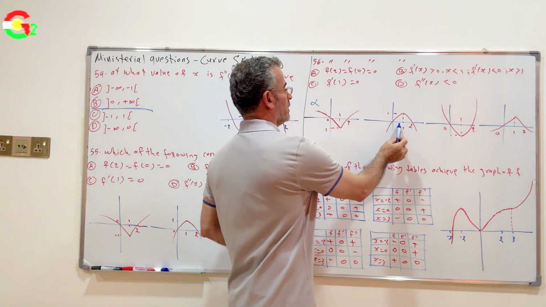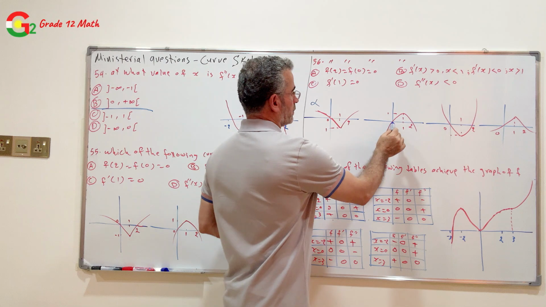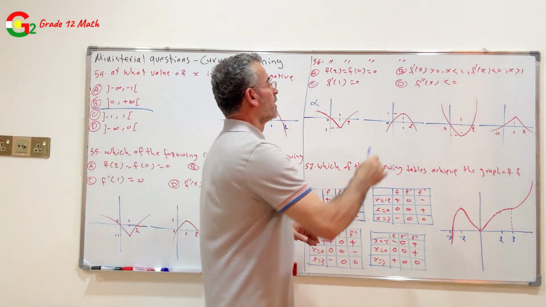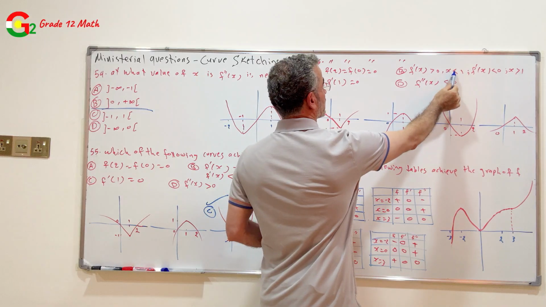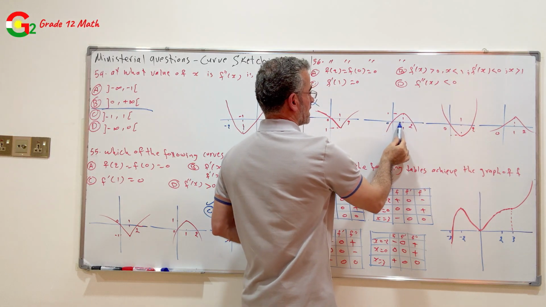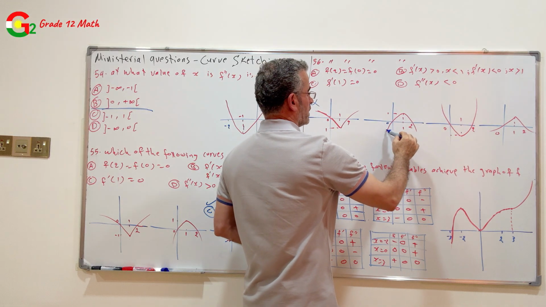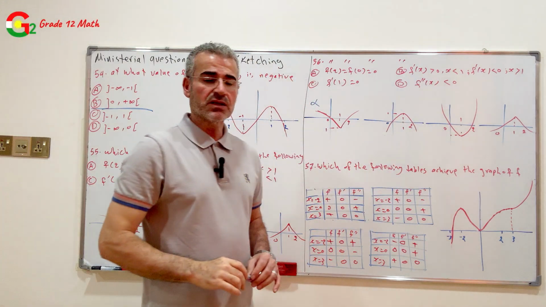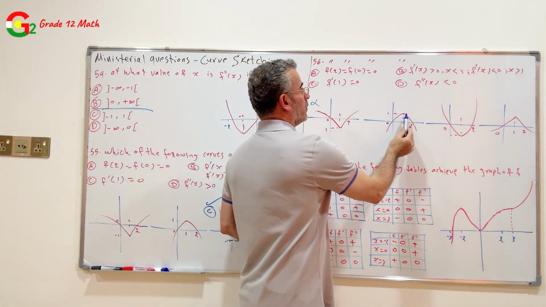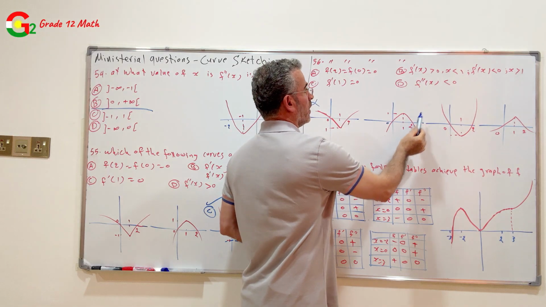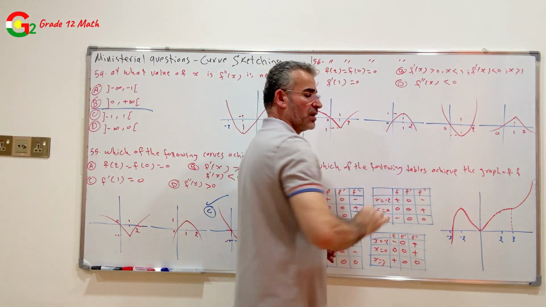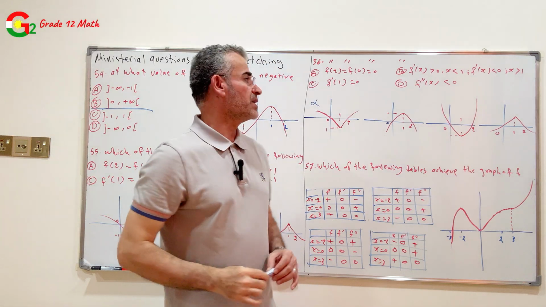Let us see B. 0 and 2 are two intercept points. The first statement is true. F prime of x greater than 0 when x less than 1. When x less than 1, the function is increasing, therefore f prime of x is greater than 0. And when x greater than 1, f prime of x is less than 0 since the graph of the function is decreasing.